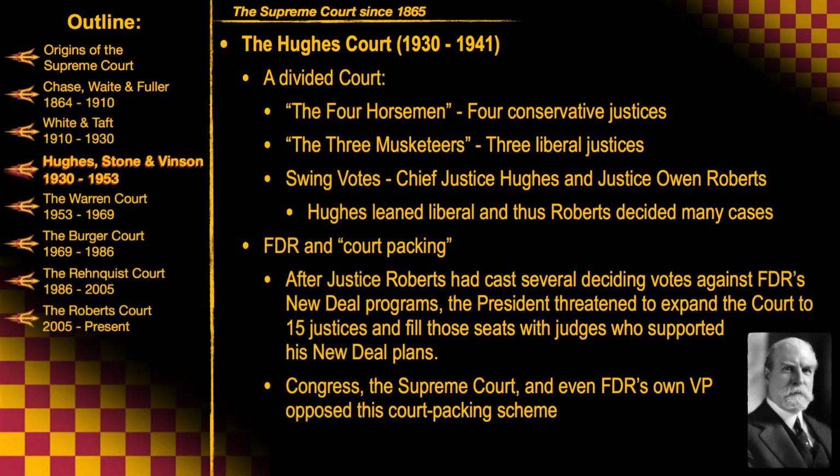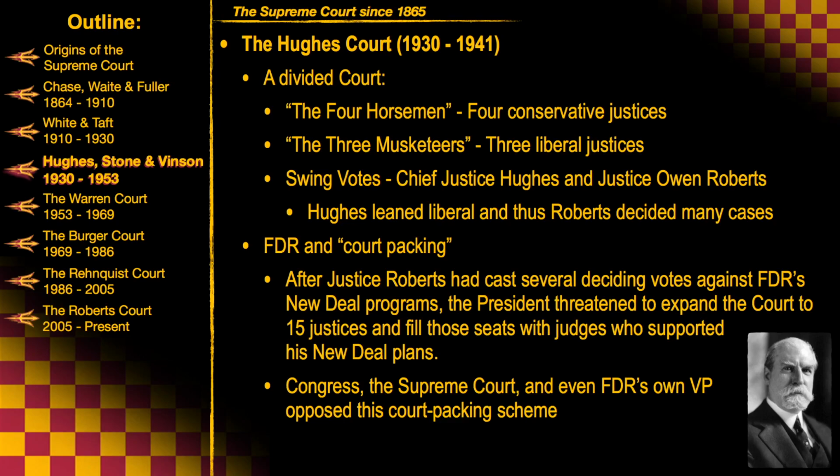Then we get to the Hughes Court. Now, the key with the Hughes Court is that here we are coming into the 1930s. We're in the midst of the Great Depression, and President Franklin Delano Roosevelt, President FDR, is trying his best to radically reshape and expand the federal government to try to pull the nation out of this depression. And what we call this program that he put in place is the New Deal.